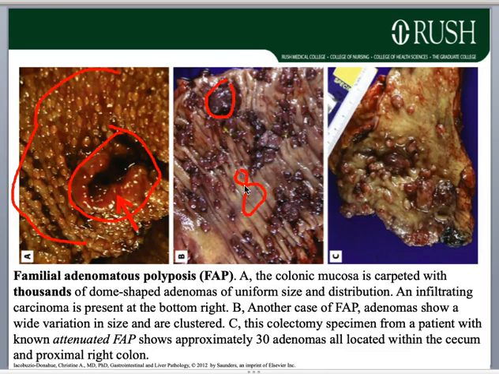The panel to the right shows an example of polyps from a patient with attenuated FAP, in which there's variable penetrance of the APC gene mutation. In this patient, as mentioned, only about 30 adenomas were present, and they were all located in the cecum and proximal right colon. They still have the same risk of developing carcinoma, and you can see the wide variation in size in this case as well.